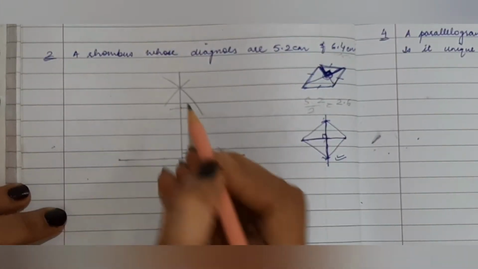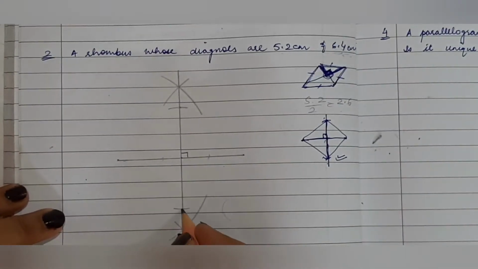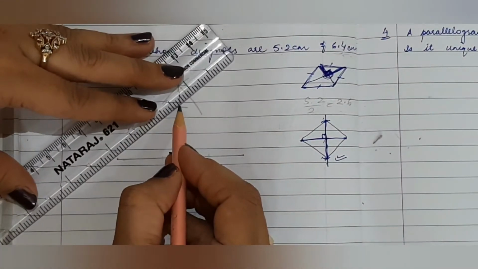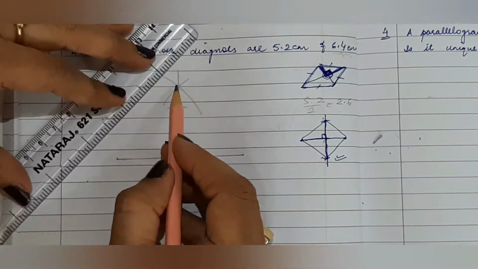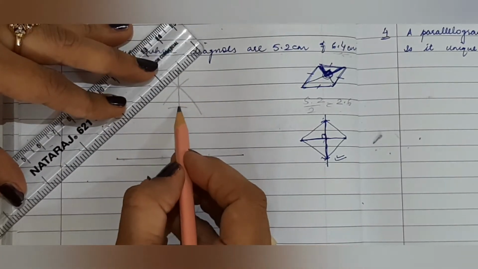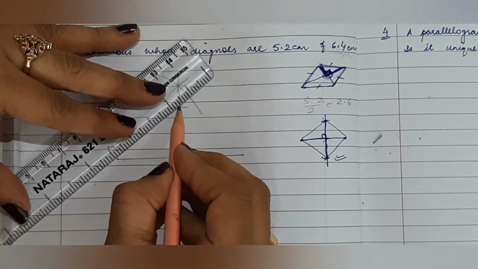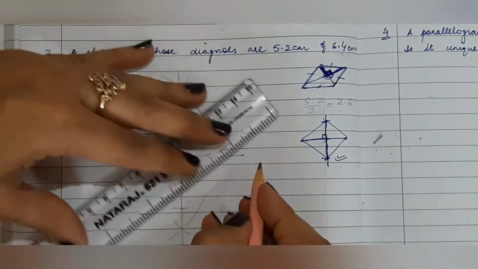Now I have got the other two vertices of the rhombus. Now I will join these arcs. Don't join this arc, that was for bisection only. I have got this vertex, the required vertex which I need. So join these points now.